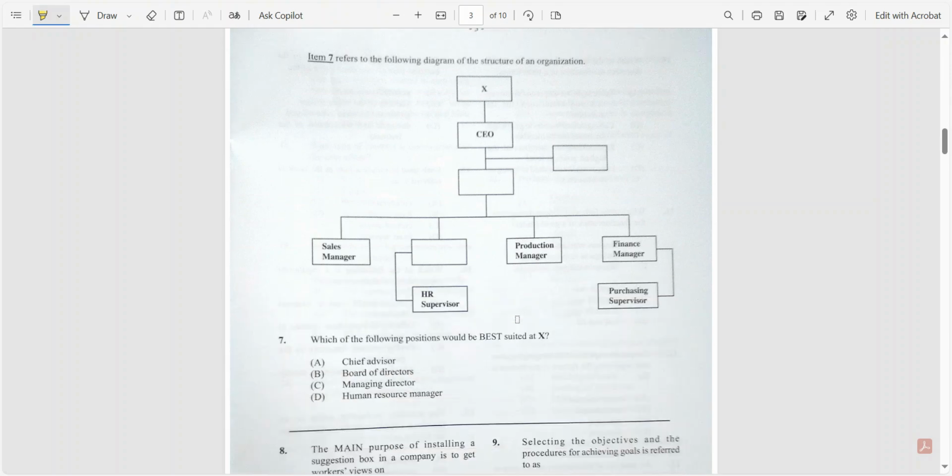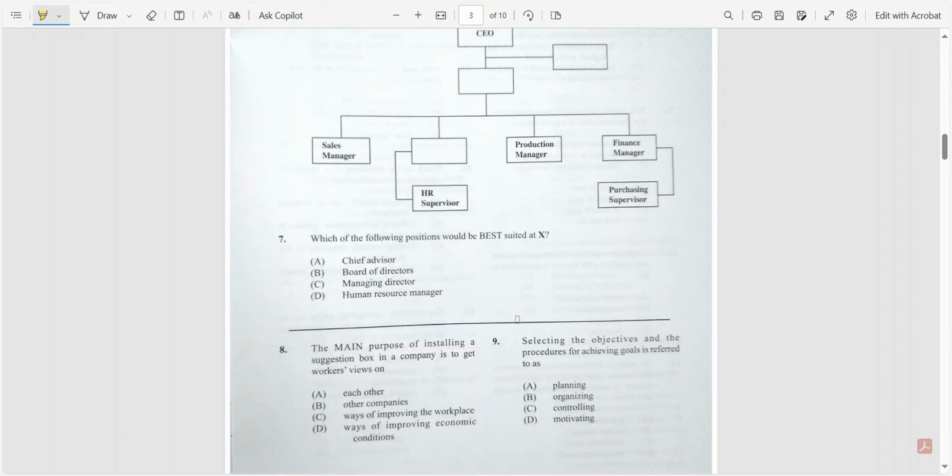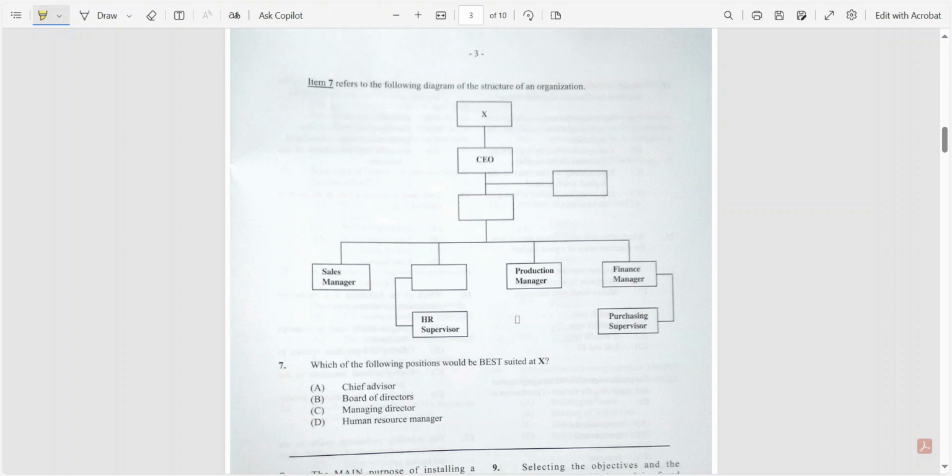So we're supposed to look at this diagram and answer question 7. Which of the following positions would be best suited at X? Is it A, chief advisor, B, board of directors, C, managing director, or D, human resource manager? The answer is B, board of directors.